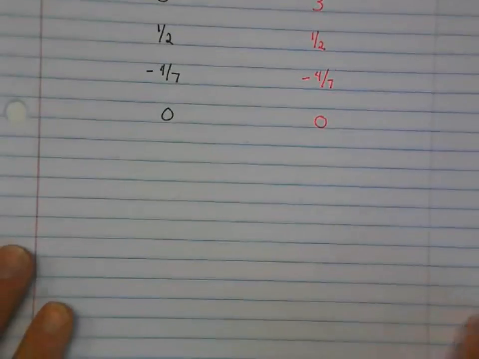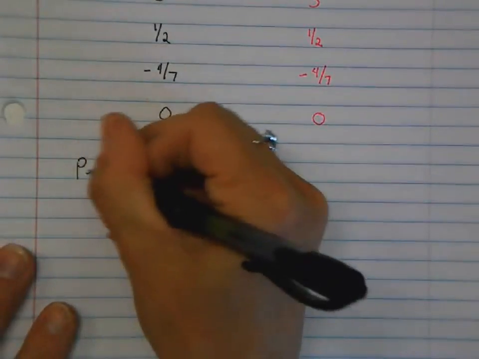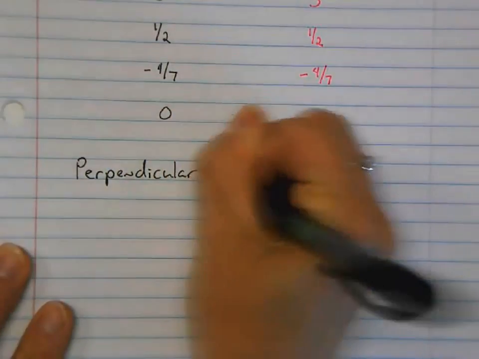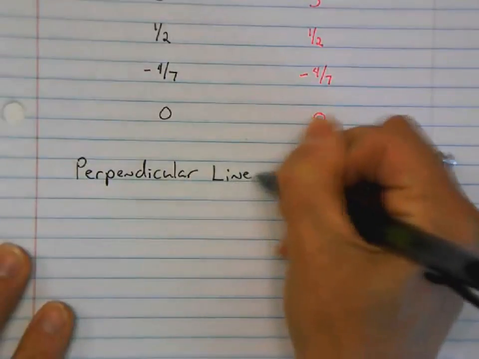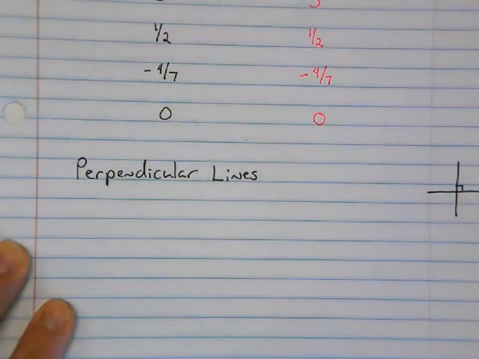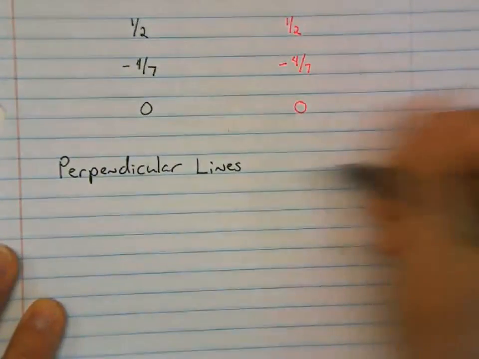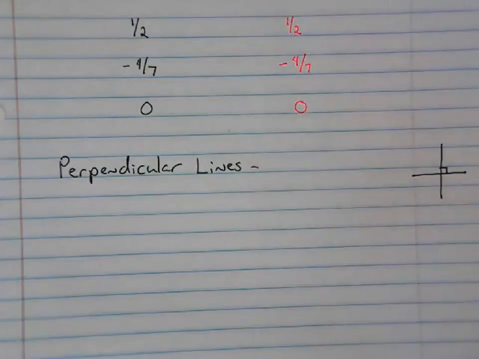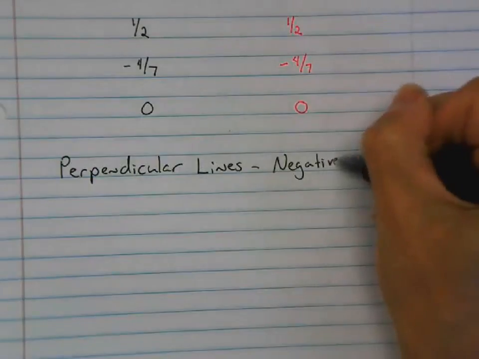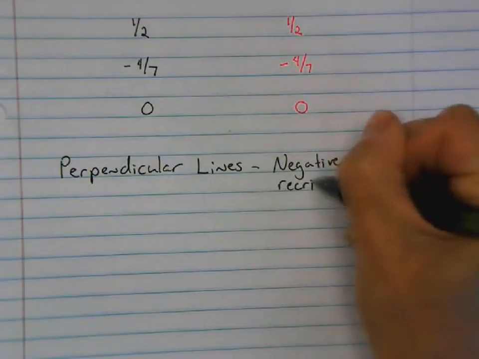So let's talk about what a perpendicular line is. Perpendicular lines are two lines that intersect at a right angle. So they're going to look something like that. Okay? Now, there's something special about their slopes as well. But they're not the same. Obviously not. They're going in two different directions. They are what we call negative reciprocal slope.